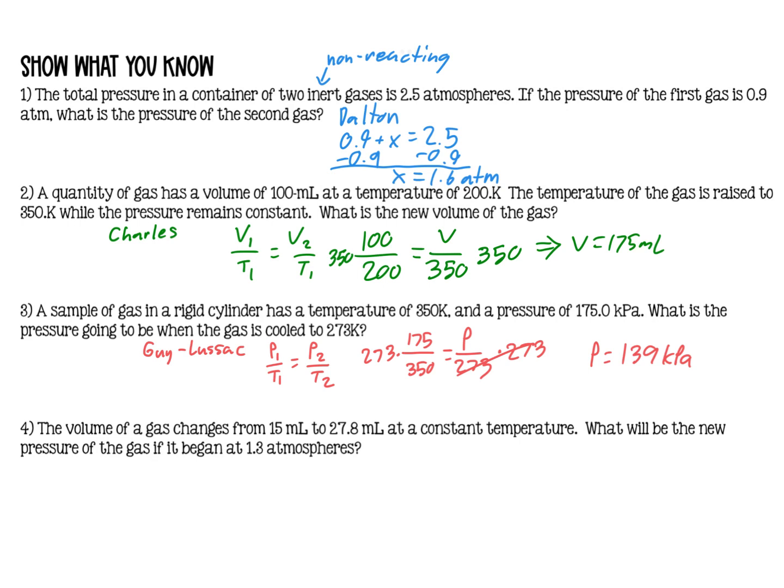The volume of a gas changes from 15 milliliters to 27.8 milliliters at a constant temperature. What will be the new pressure of the gas if it began at 1.3 atmospheres? Well, according to Boyle's law, P1V1 equals P2V2. So our initial pressure of 1.3 atmospheres can be multiplied by our initial volume of 15 milliliters. We can then divide by 27.8 milliliters to get a final pressure of 0.7 atmospheres.